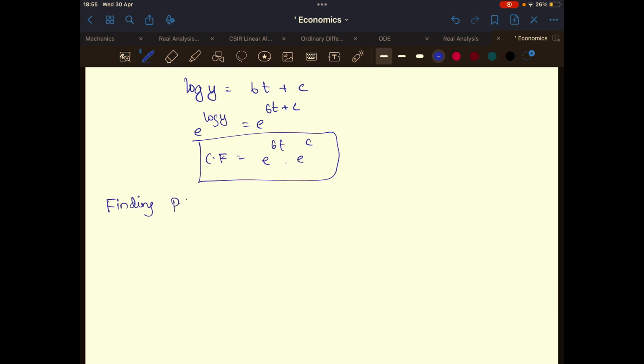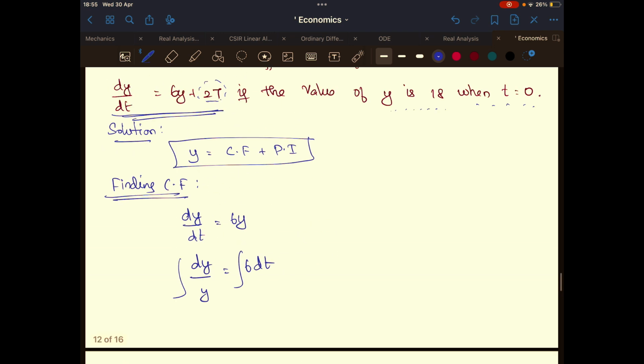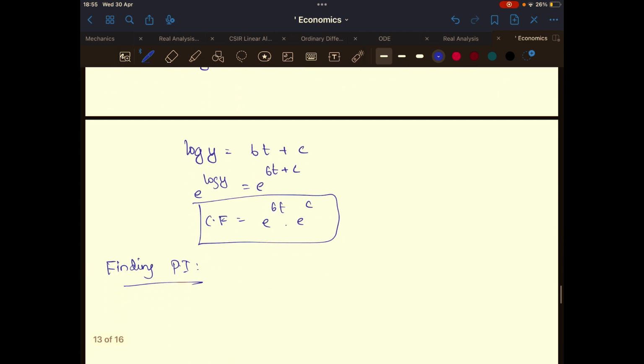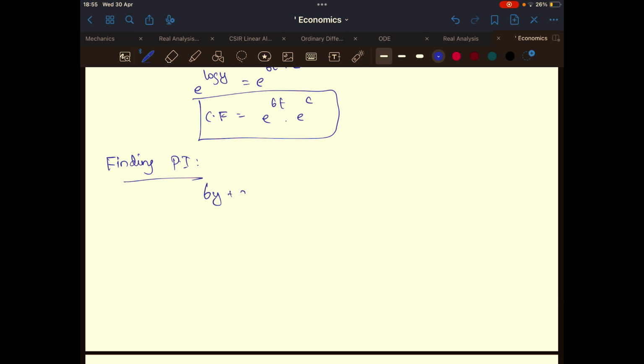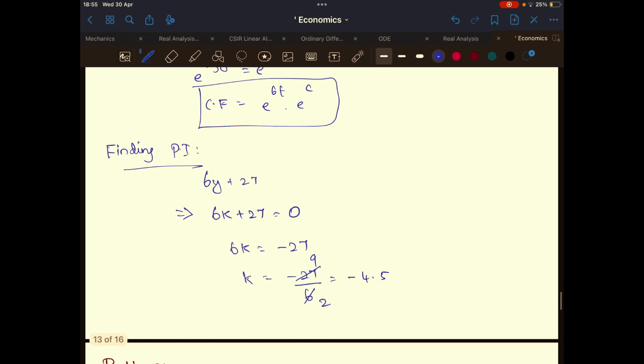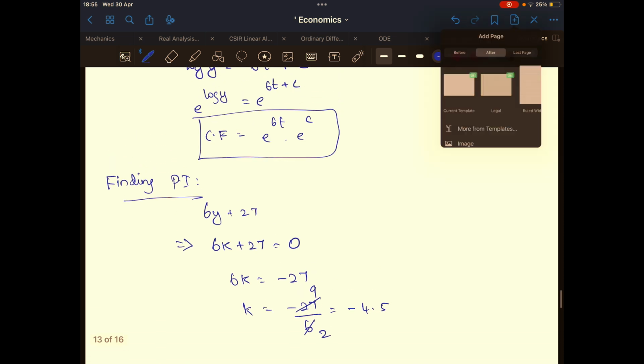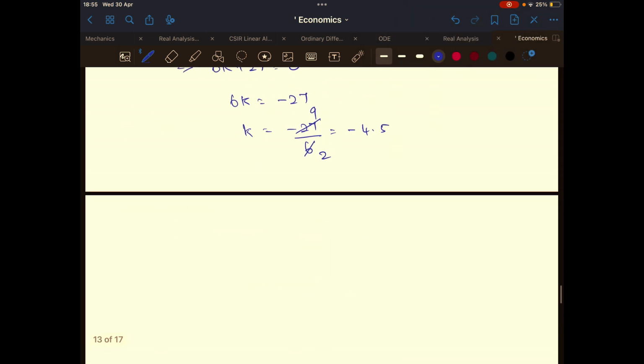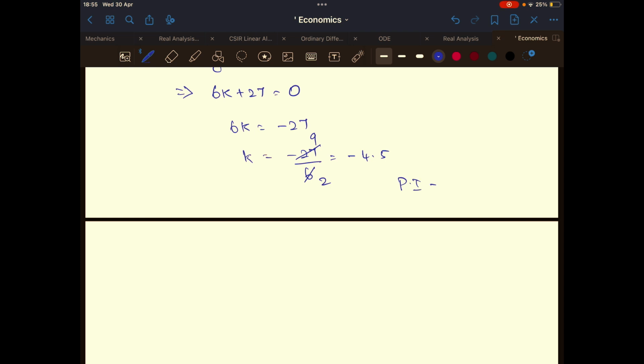Finding PI is very simple. What is the right side? 6y plus 27. So 6y plus 27 you should change to 6k plus 27 is equal to 0. 6k is equal to minus 27. K is equal to minus 27 by 6. I can cancel it with 3, 3 nines are 27, so k is equal to minus 4.5. That is my PI. PI is equal to minus 4.5.